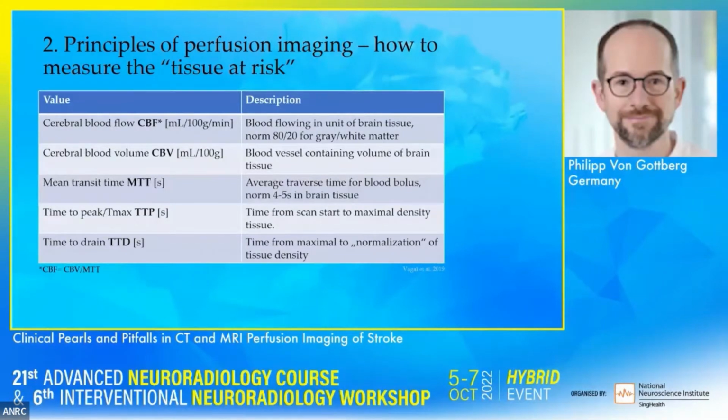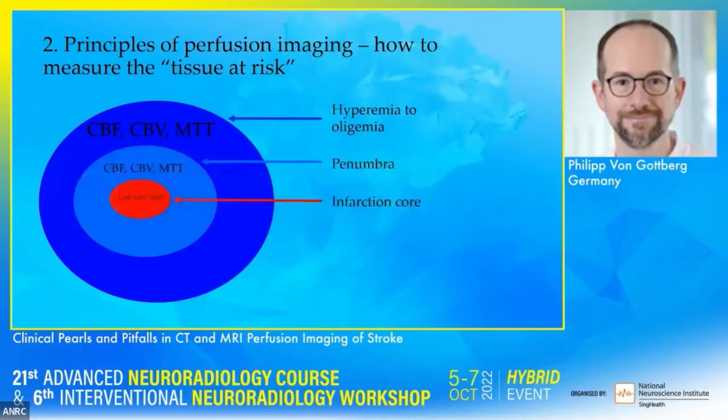The time to peak is the time it takes from the start of the scan until the maximum concentration has been reached, and the time to drain is the opposite, from the maximum peak until normalization of the curve. If we transfer this to our exemplary ischemic region, then we would have a very high CBF, CBV, and mean transit time in the hyperemia and in the surrounding tissue to the penumbra. And the penumbra would be below normal, below physiological values, so still not as small as in the infarction core, where it would be underneath the value that is like the death zone for neurons.